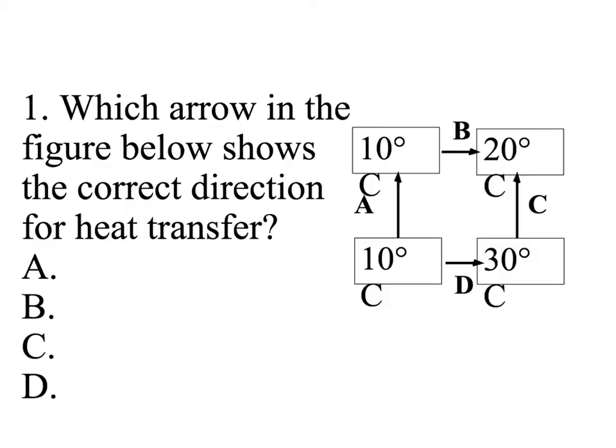If you look at letter A, it is from 10 degrees Celsius to 10 degrees Celsius. That obviously is incorrect. From 10 degrees to 20 degrees Celsius, that would be going up in temperature. Likewise, for 10 degrees Celsius to 30 degrees Celsius, also going up in temperature. The only one which can possibly be correct is C, where we are going from 30 to 20, because heat always travels downhill, from high temperature to low temperature.